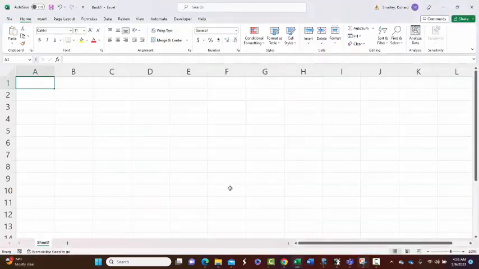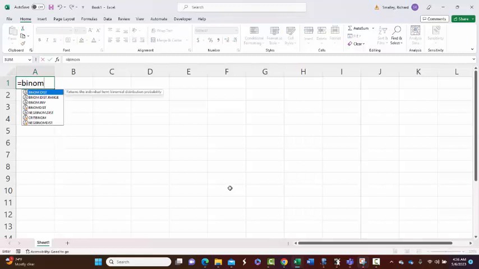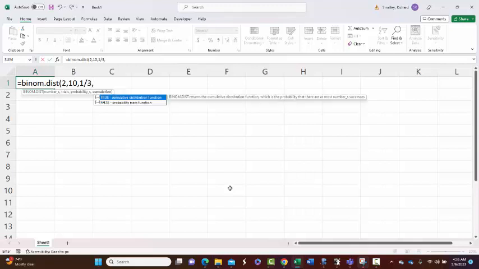Now the input on these is a little bit different than the calculator, the order of them. BINOM.DIST: the number of successes goes first, whereas the number of successes goes second in the calculator. I don't know why. I would think N would go first here, but that's not me. So 2 goes first, N was 10, 1/3. Now, this is either going to be true or false.